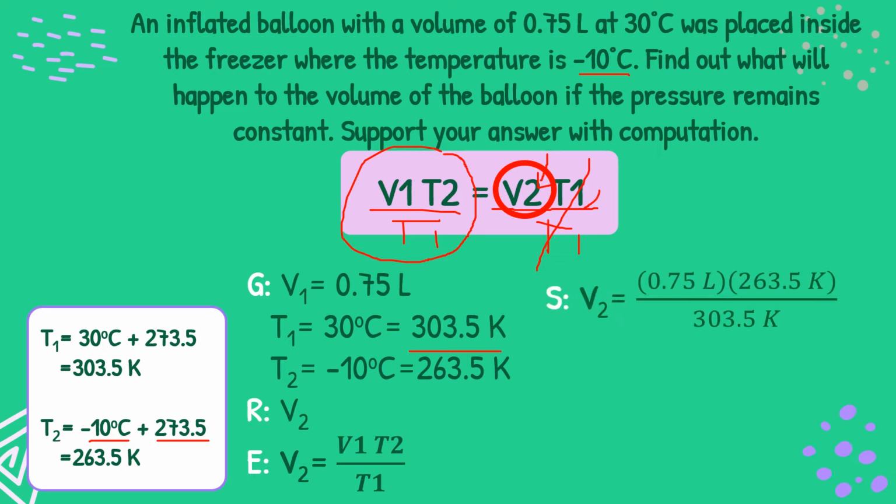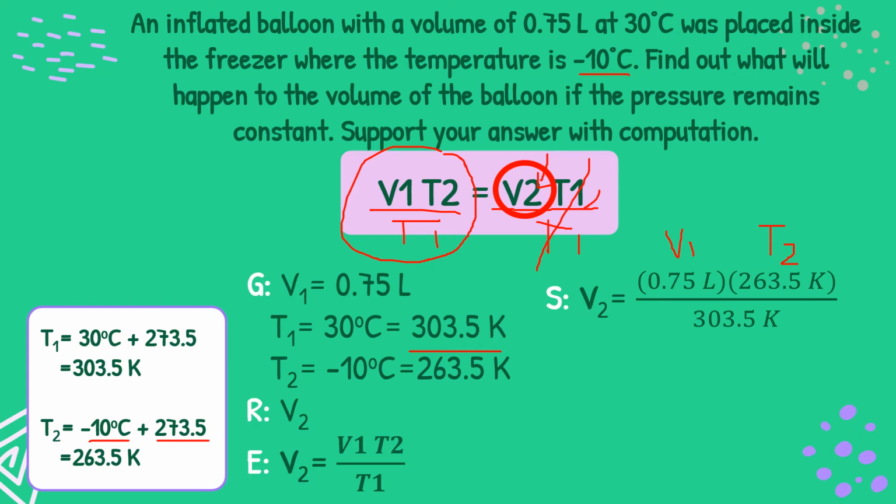Now let's put it in a solution. So final volume is equal to the product of initial volume and final temperature. So initial volume is 0.75 liters, while final temperature is 263.5 Kelvin.